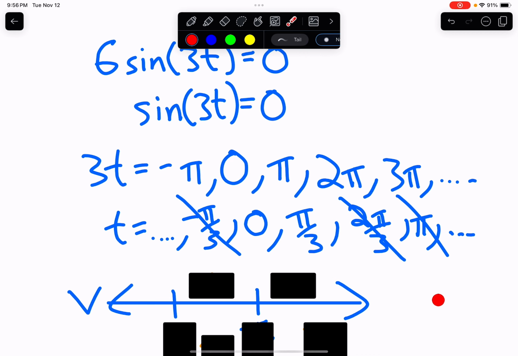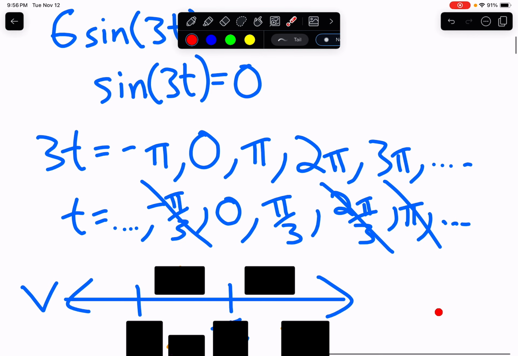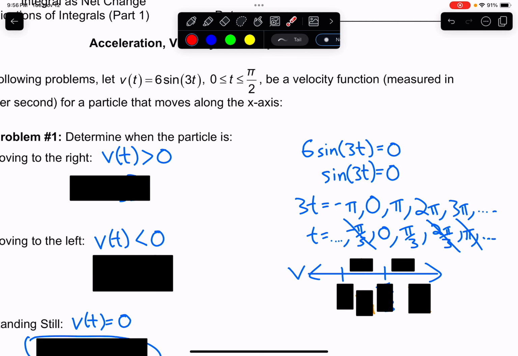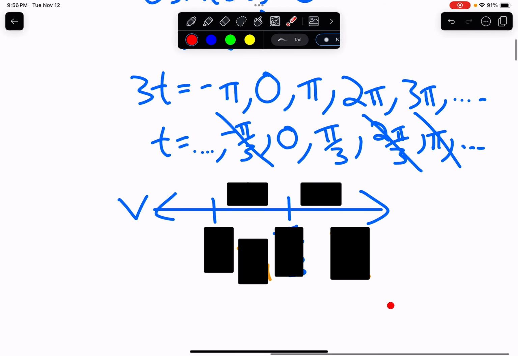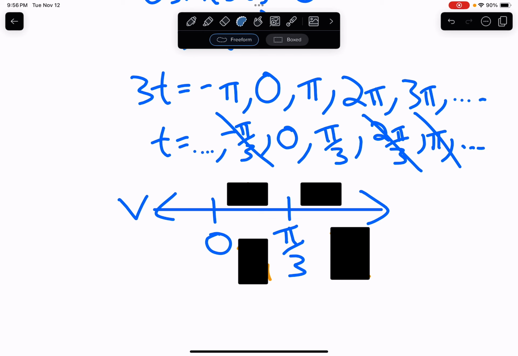And the nice thing for us is that we're only going from 0 to pi over 2, so we actually only get a couple of answers here. We get 0 and pi over 3. Lucky for us, 0 is an endpoint, so we already knew to consider that. So I'm going to do the first derivative test here. I'm going to make my little number line and start checking intervals. So my values, 0 and pi over 3, and we're only going up to pi over 2 here, but in general, I know that the next time my function could theoretically change signs is at 2 pi over 3.